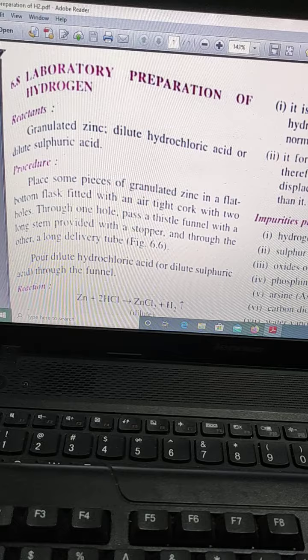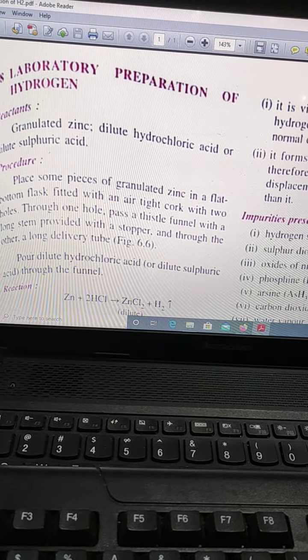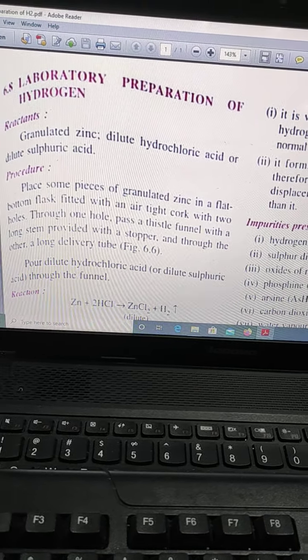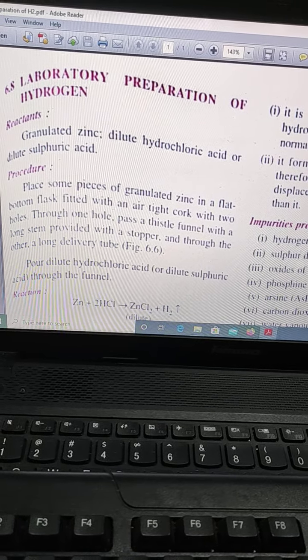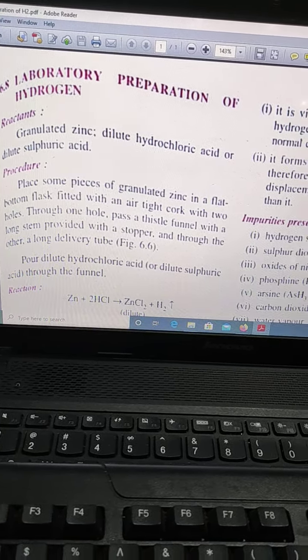Hello students, in our last class we have seen the preparation of hydrogen from water, cold water, steam, and then we have seen the preparation of hydrogen from acids and then from alkalis. Now today we are going to see the laboratory preparation of hydrogen. That means in the lab how hydrogen gas is prepared.